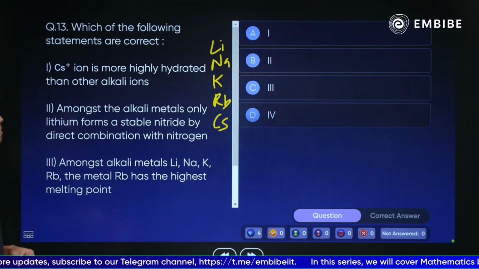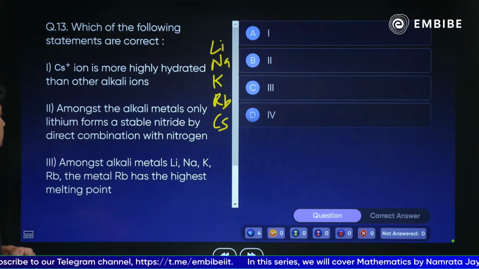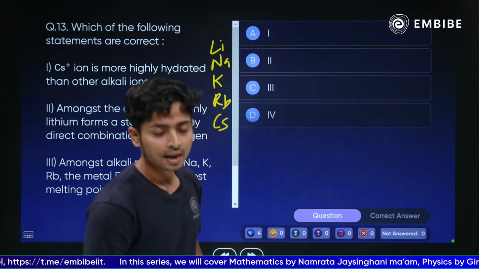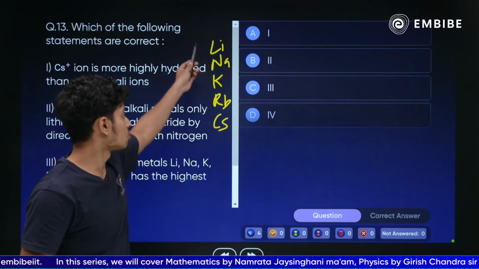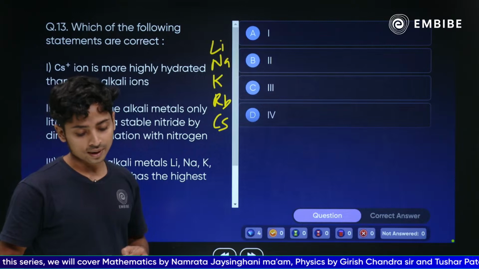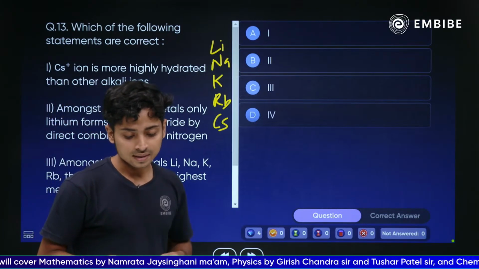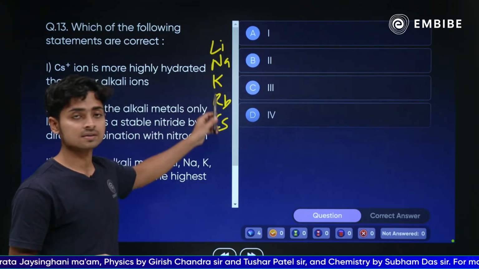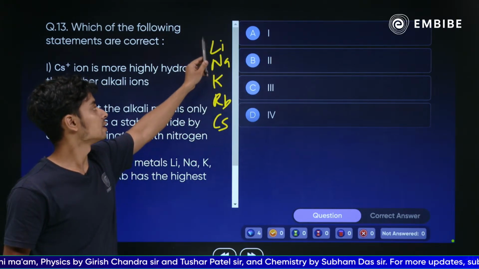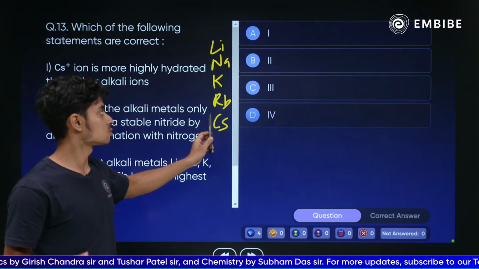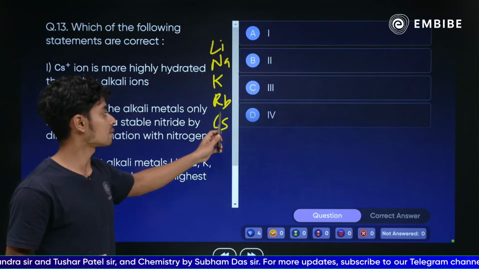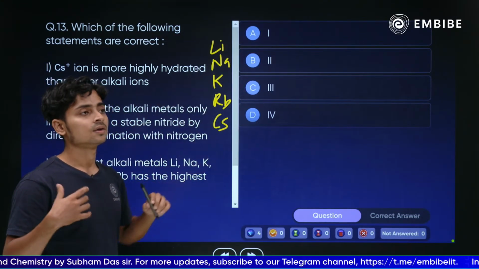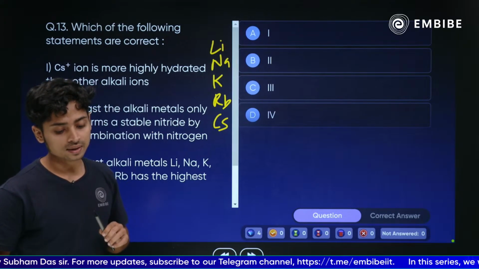Amongst the alkali metals, lithium, sodium, potassium, rubidium, which has the highest melting point? Down the group, as you go from lithium to cesium, the melting point will reduce. Why? Because the ionic size is increasing. So cesium is the largest: lithium plus, sodium plus, potassium plus, Rb plus, Cs plus, monovalent cations. As the size of the cation increases, your melting point will reduce. That is the relation.